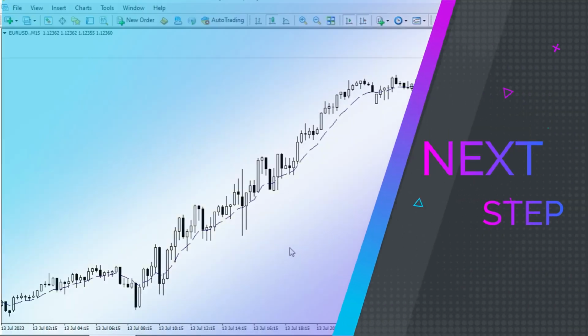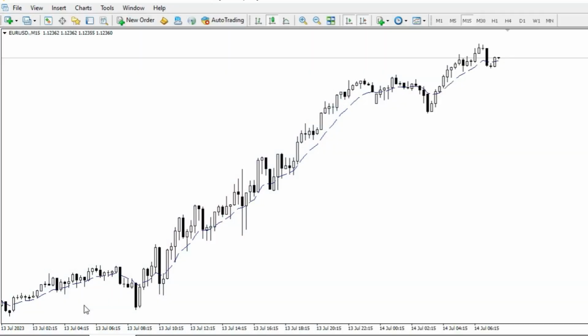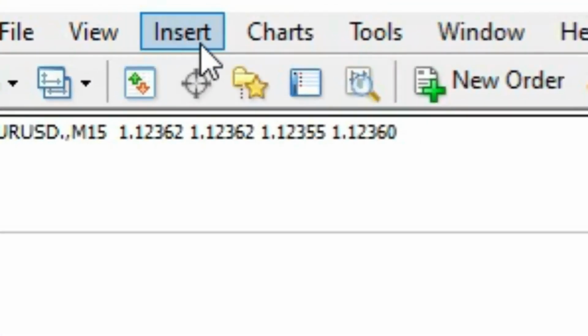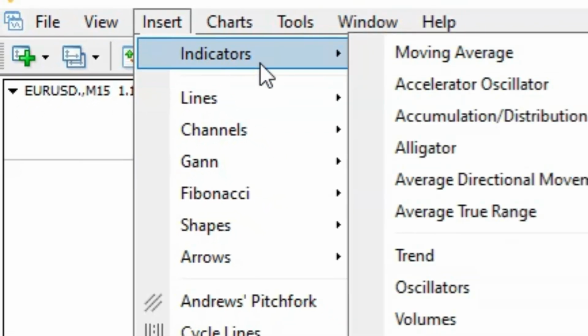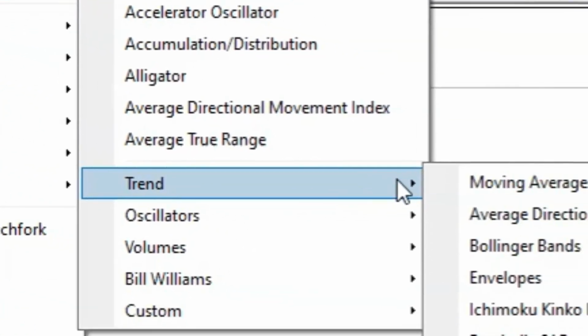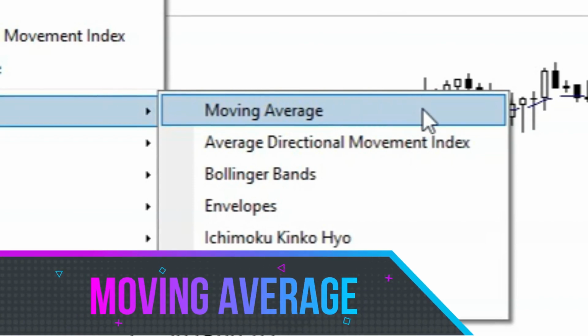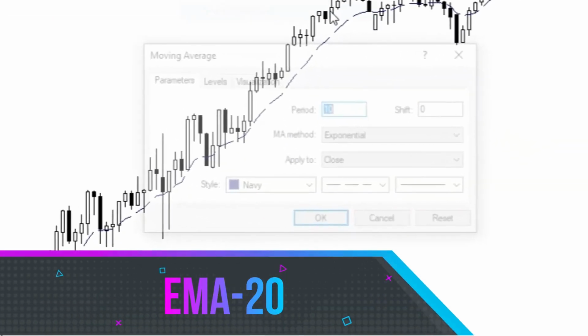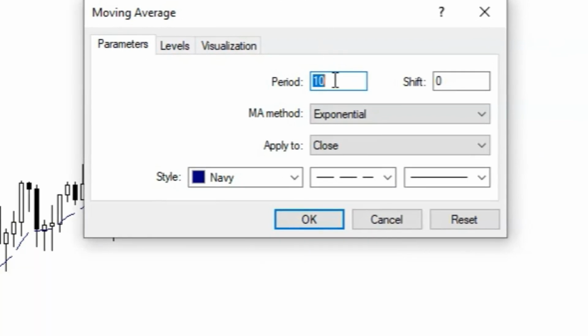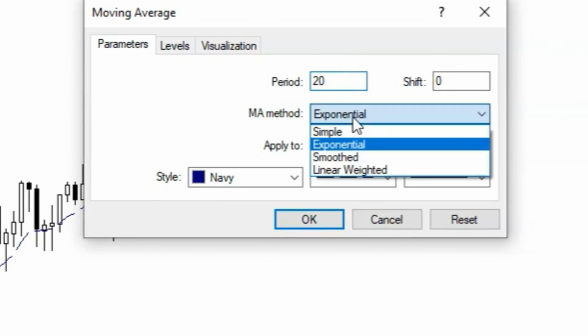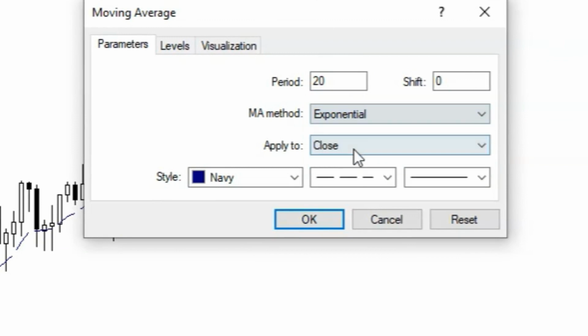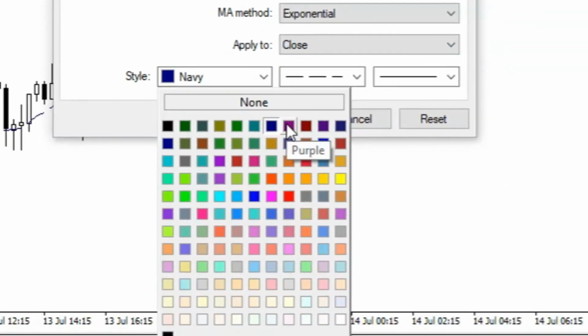In the next step, we need to add another indicator to the chart. So again, go to the Insert menu, then Indicators, then Trend, and select the Moving Average indicator. This time we need the EMA 20, so in the Parameters section, change period to 20. Set Shift to 0. Now set MA method to exponential and set Apply to close. And finally, change the color and style of the indicator so it's different from the EMA 10.